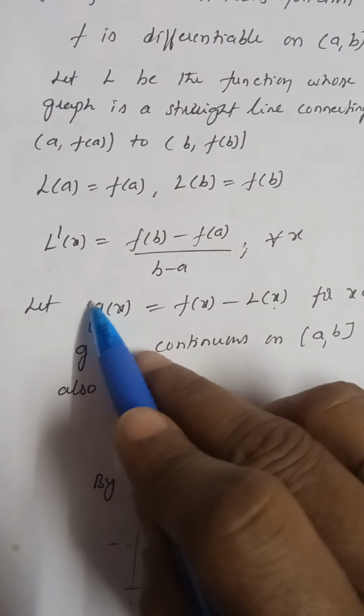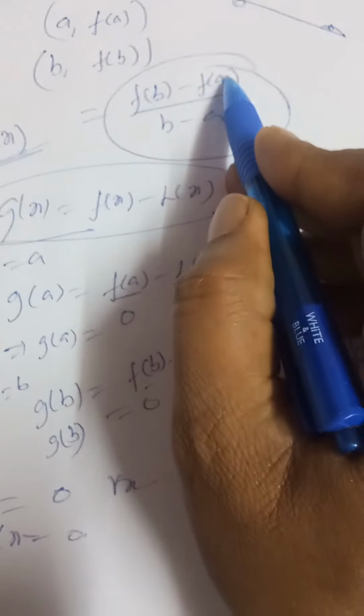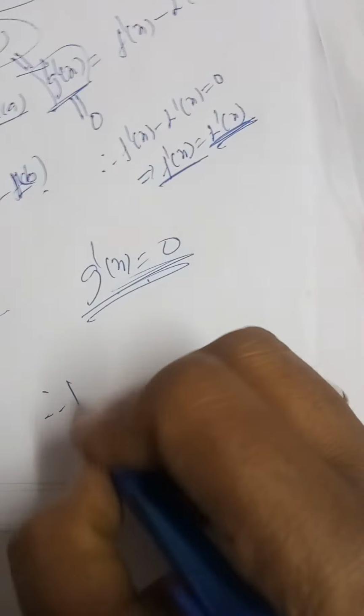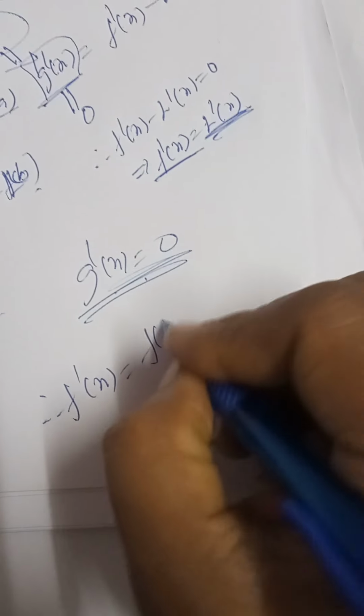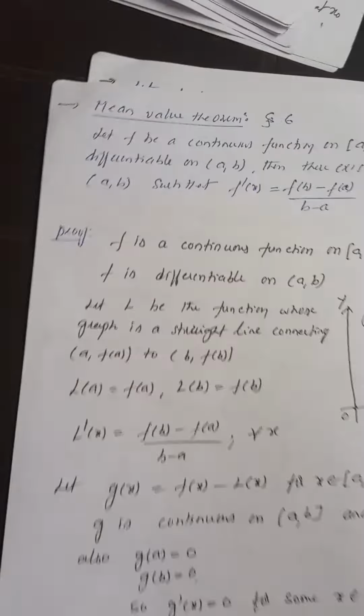Now what is L dash of x? L dash of x is equal to f of b minus f of a by b minus a. Now just now we wrote, no, L dash of x is equal to f of b minus f of a by b minus a. Now L dash of x is nothing but f dash of x. Therefore f dash of x is equal to f of b minus f of a by b minus a. That's it. See, this is the mean value theorem.